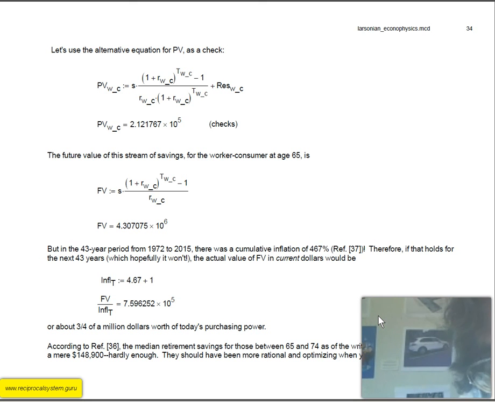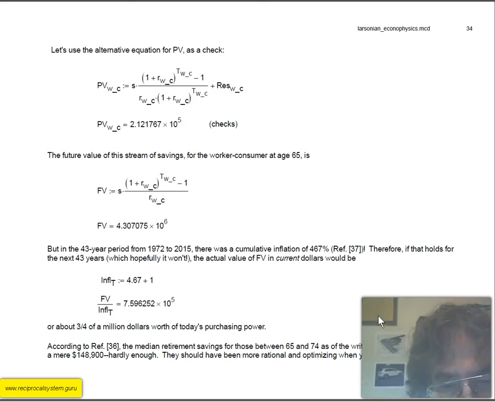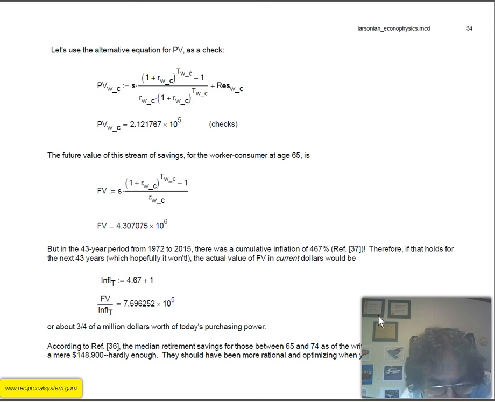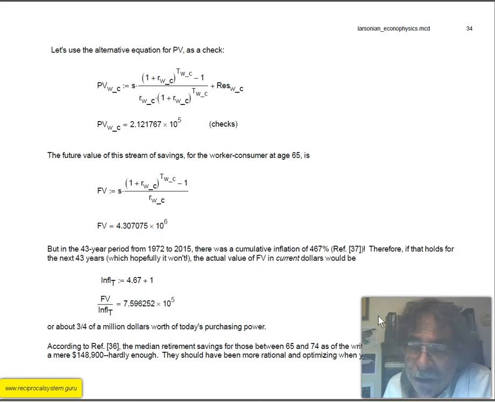According to reference 36, the median retirement savings for those between 65 and 74 as of writing this paper amount to a mere $148,900, hardly enough. They should have been more rational in optimizing when younger. So Americans are woefully unprepared for retirement.